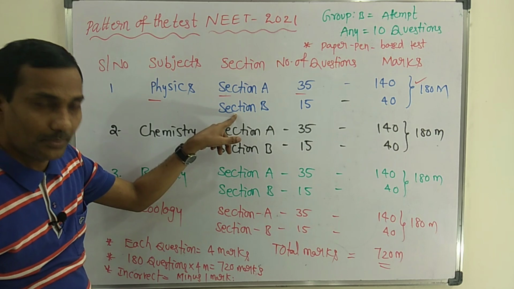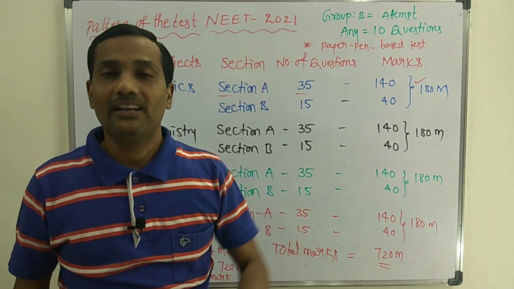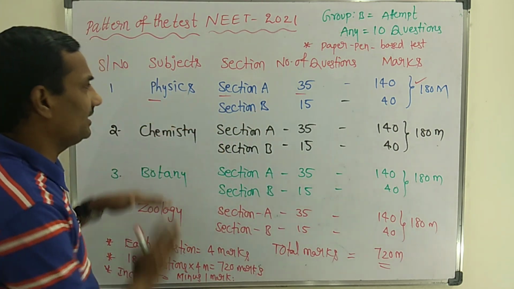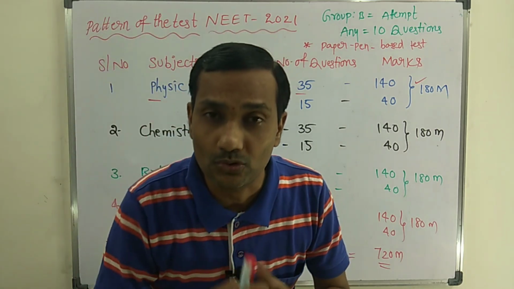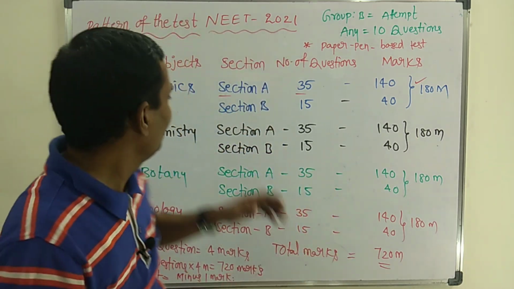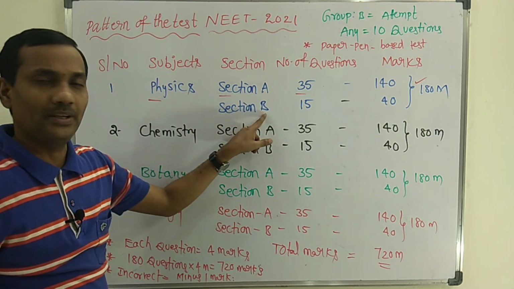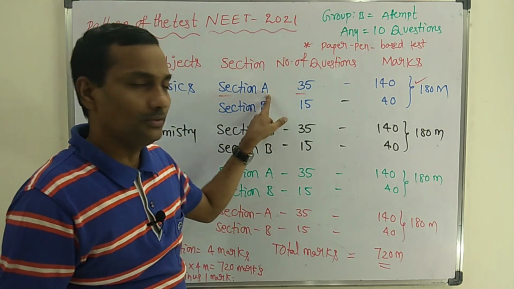In section B, a total of 15 questions will be there. You have to write any 10 questions. So now I am going to give the subject-wise detailed information: how many questions will be there and how many questions you have to attempt, that is very important. Physics, section A, section B. In the physics subject there will be two sections.